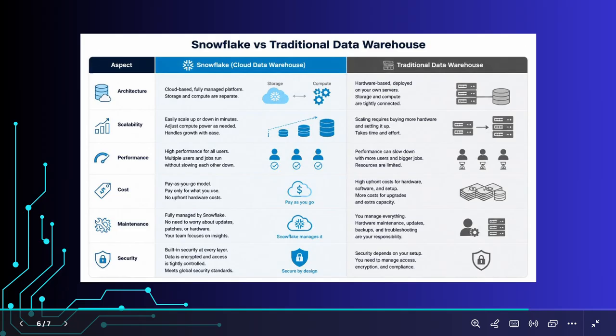That brings us to the end of today's video. To recap, we covered what Snowflake is, why it's widely used, its three-layer architecture, and how it compares to traditional data warehouse.